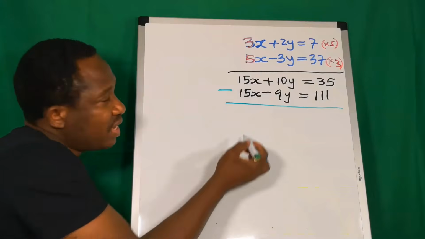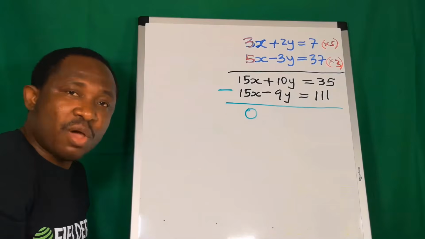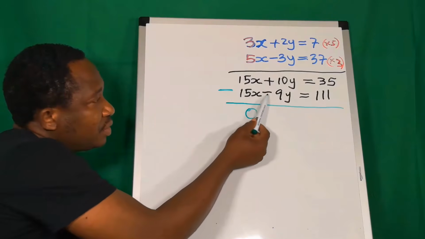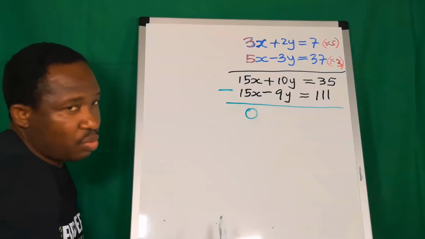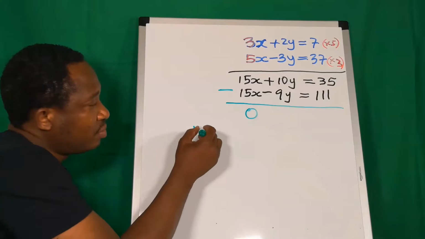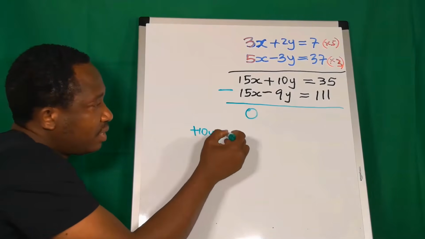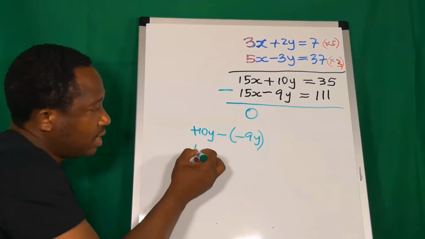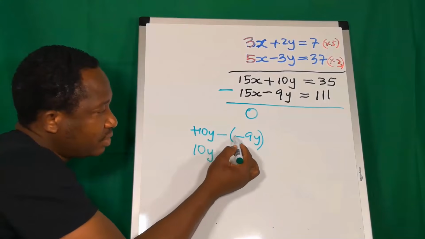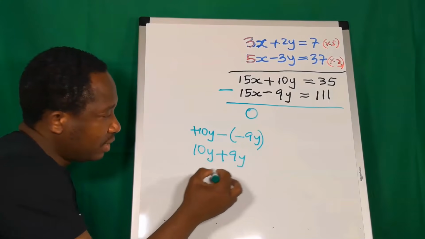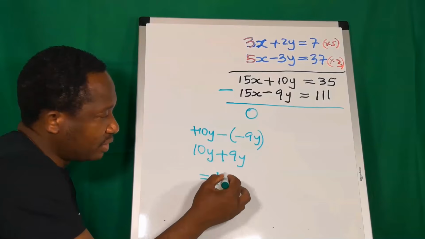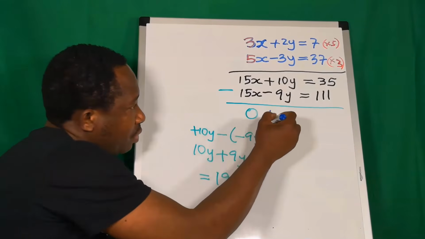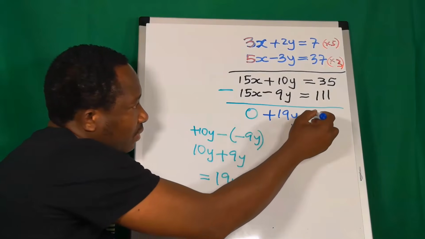15x minus 15x will give you 0. We have eliminated x. Next, plus 10y minus minus 9y. Minus times minus is plus, so 10y plus 9y. At the end of the day, we're going to have plus 19y.